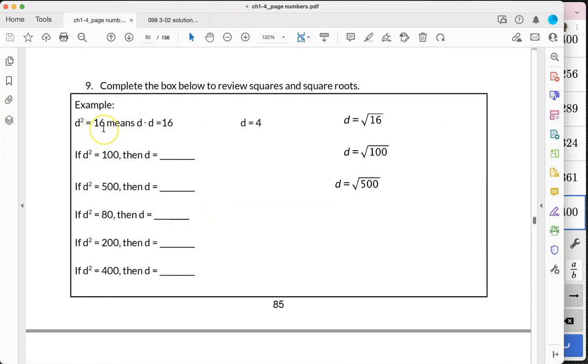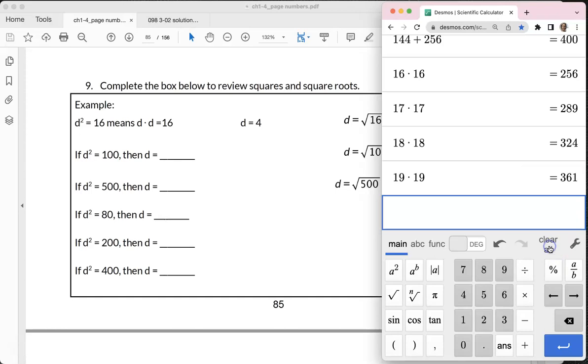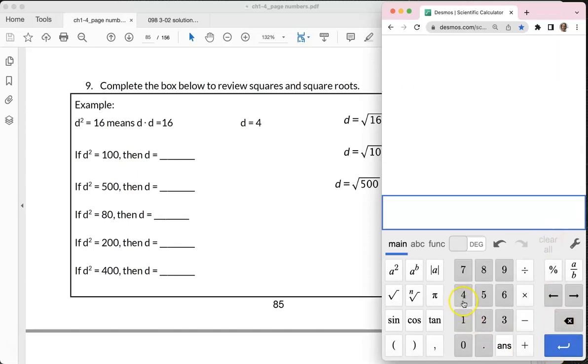So d squared equals 16 means we're looking for a number. What times what is 16? The answer is 4. 4 times 4 is 16. And we can find that if we don't know it by finding the square root of 16. So I'm going to clear this. And again, 4 times 4 is 16. Let me clear all of it. And then we can say, okay, what is the square root of 16? So in this calculator, we press the square root button first, and then we type 16 and press enter, and the answer is 4.